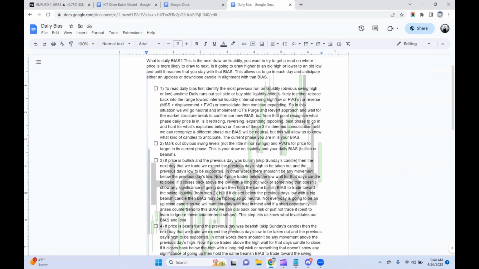what we want to recognize is what phase daily price is in. Is it retracing, reversing, expanding, which ICT says is spooling, which is actually the best phase to go in and hunt for what's going to be explained in steps 2, 3, 4, and so on. If it's none of these three, it's deemed consolidation. And until we can recognize a different phase, our bias will be neutral. But this will allow us to know what kind of candles to anticipate. The current phase you are in is your bias, okay?